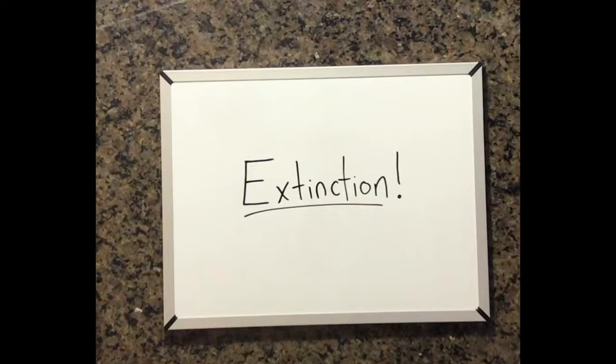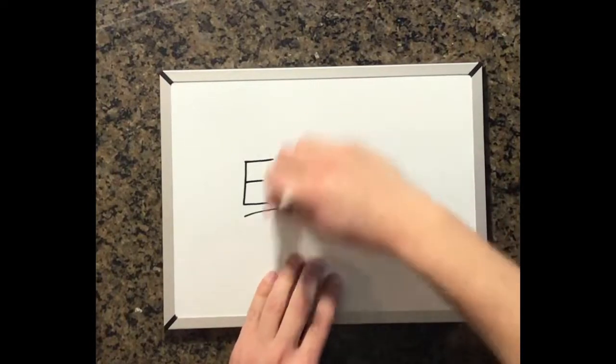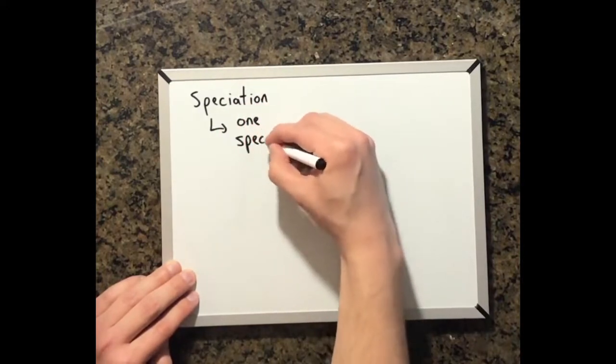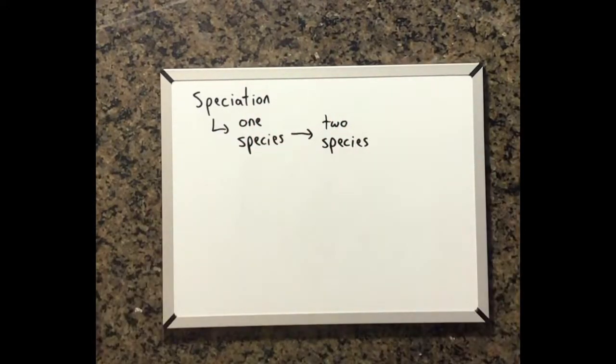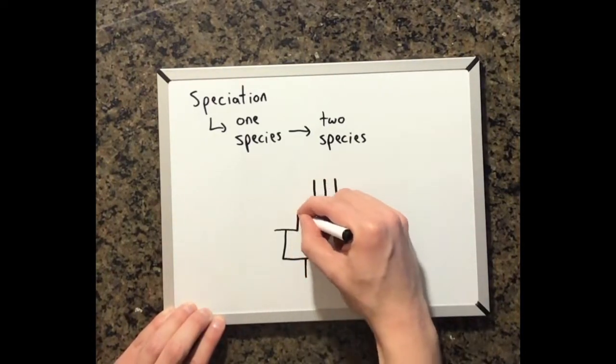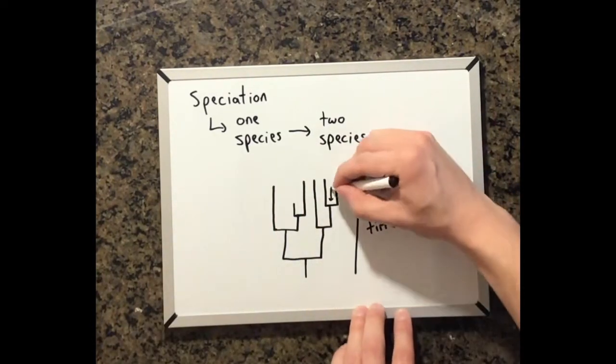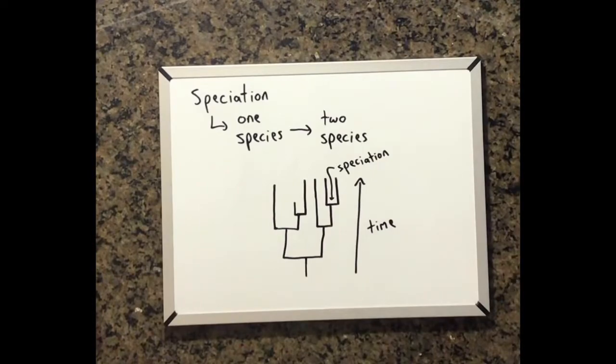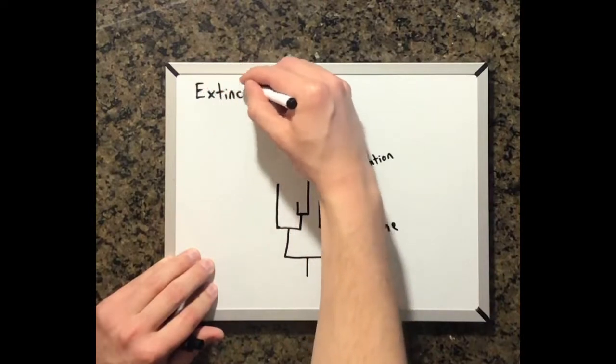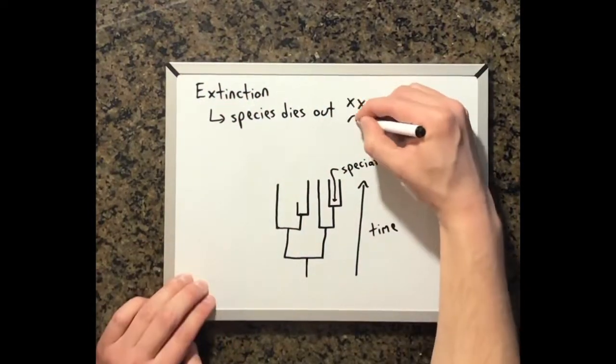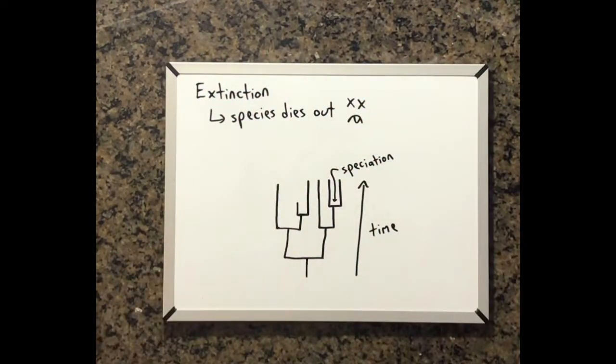What's up, you guys? So in the last two videos, we discussed speciation, which is when one species diverges into two new species over evolutionary time. This can be seen in a phylogenetic tree when one branch splits into two branches. Something else that can be represented on a phylogenetic tree is extinction. Extinction occurs when one species ultimately dies out and ceases to exist.